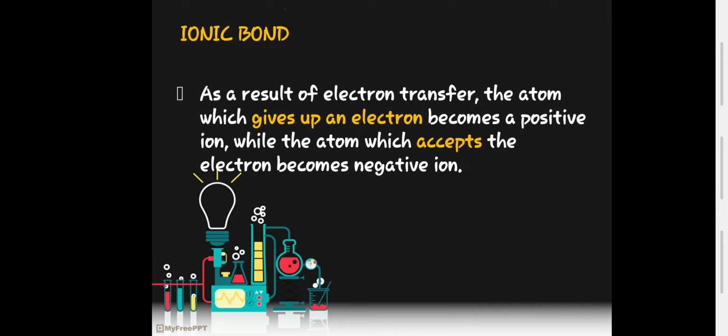Okay, let's start with the ionic bond. This bond is actually called giving up an electron. As a result of electron transfer, the atom which gives up an electron becomes a positive ion, while the atom which accepts the electrons becomes a negative ion. So that is ionic bond, giving and accepting electrons. Once an element gives an electron, it will become a positive ion. Once an element or an atom accepts an electron, it becomes a negative ion. Always remember that one. Next slide.